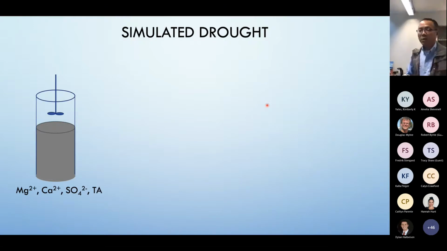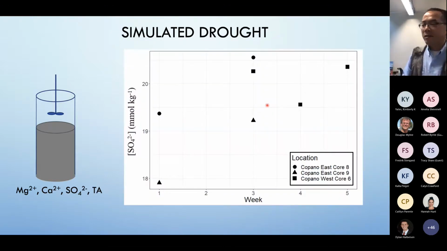So then we did a very simple sediment incubation experiment. Basically, we have this core, and we fill up to the top with water. Then we stick in a stirrer, and just stir that for a few weeks, to see what is altering the water chemistry. And we measure magnesium, calcium, sulfate, and alkalinity over time. And this is some preliminary data. There's still some data coming in.